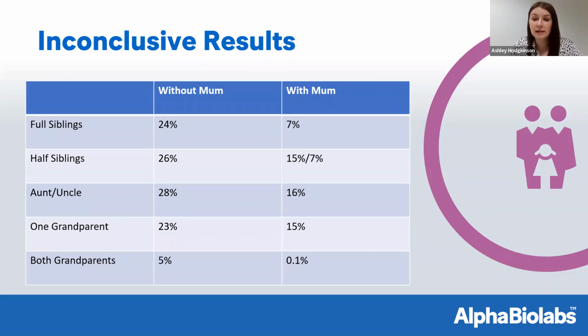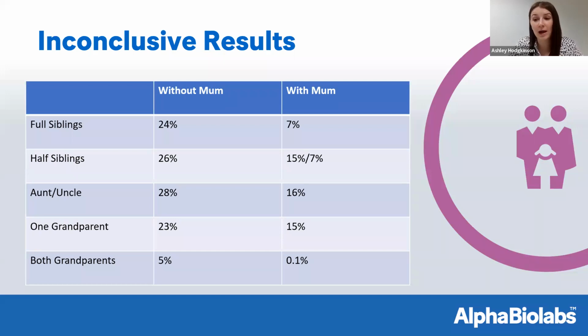Speaking of inconclusive rates, here is the table with all the information about which tests provide what type of inconclusive rate. So for full siblings where no mother is available, so this would be testing two siblings to see if they share both parents in common without mum, you're looking at roughly 24% of cases that come back inconclusive. However, if the mother of the two children is able to provide a sample, that drops dramatically to a 7% inconclusive rate. So you can see how much mum helps in these situations.